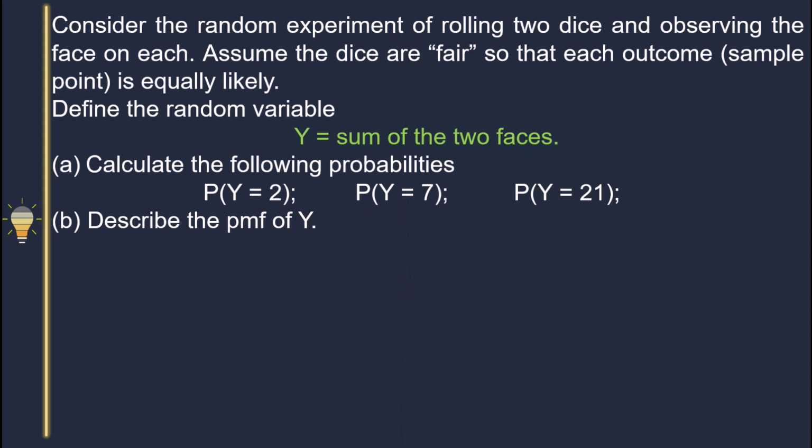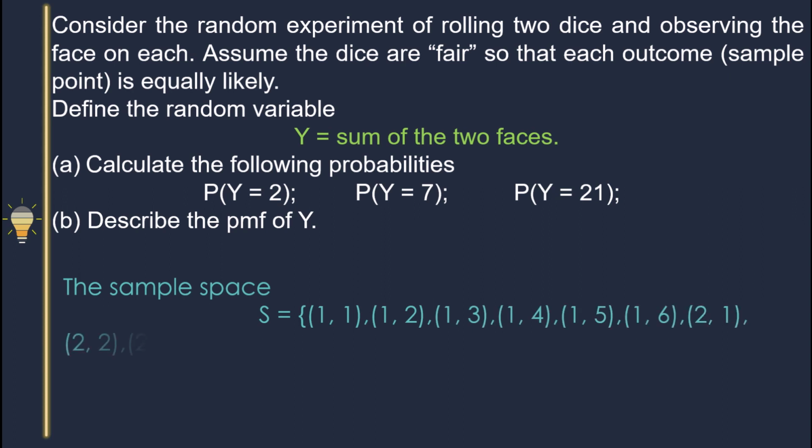Consider the random experiment of rolling two dice and observing the face on each. Assume the dice are fair so that each outcome is equally likely. Define the random variable Y, the sum of the two faces. First, let me write down the sample space.